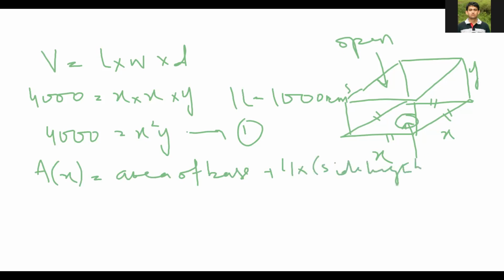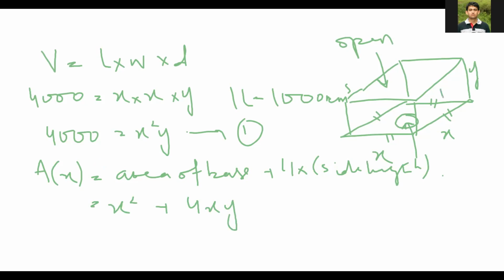Whereas we know that the top is open, so that is why we're not multiplying this with 2. If the top was closed as well, then to calculate the surface area, we would have to multiply the top surface with 2 as well. But that's the area of base. So area of base is equivalent to x squared, right, plus 4x into y.